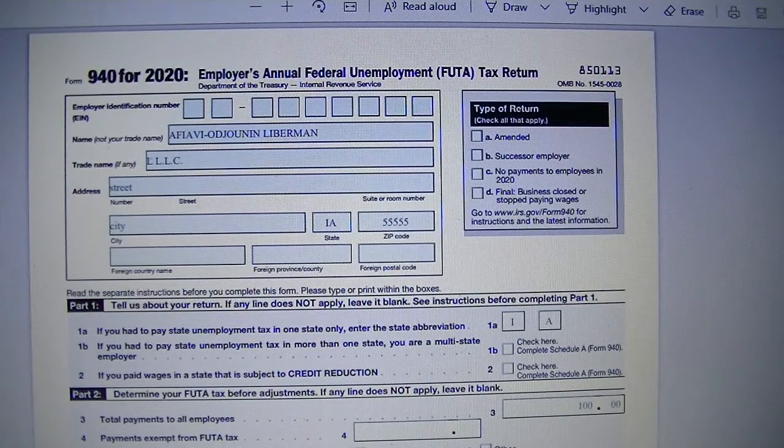Good morning. How to complete 2020 Form 940 FUTA tax return, employer's annual federal unemployment tax return. Part 1.